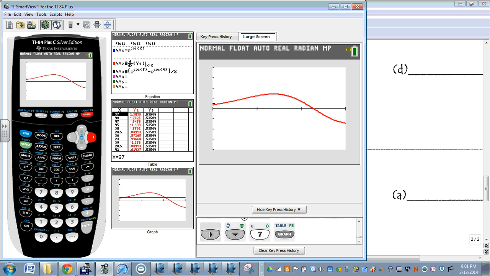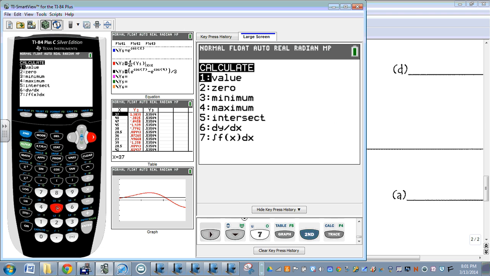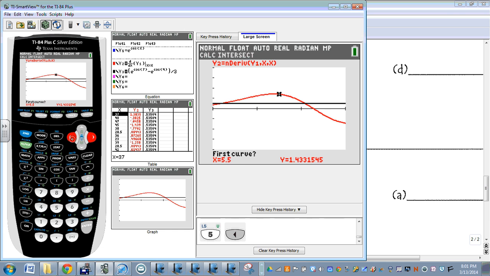Right, so we should eventually get 2 intersection points here. So that means on that interval, the derivative is equal to that average rate of change twice, at 2 points, right here and here. We can calculate those using second, trace, intersect. So we can move our cursor closer to this side over here, enter, enter, and enter.